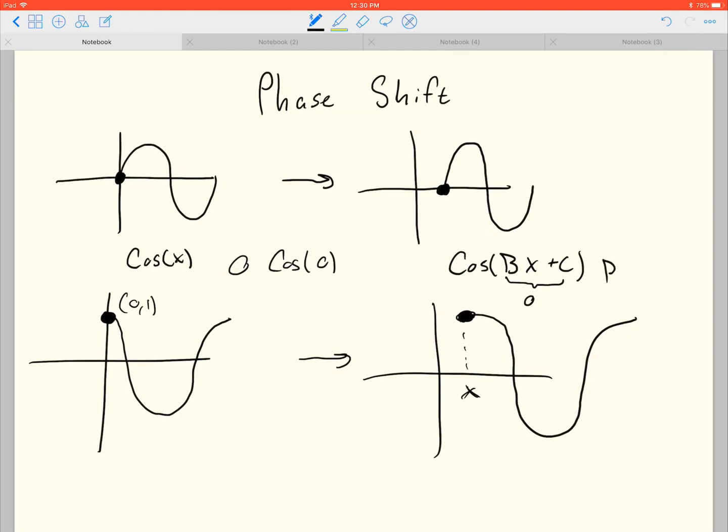Now we just have to make a simple equation here, bx plus c equals 0, and then again we want to find that x value. So we just simply solve for x here. bx equals negative c, and then divide by b, and you have x is equal to negative c over b.